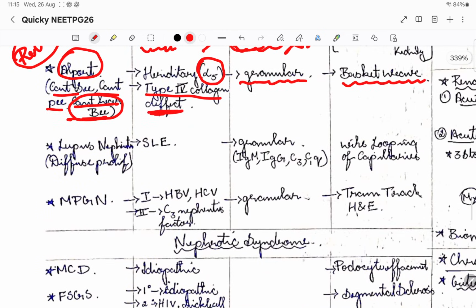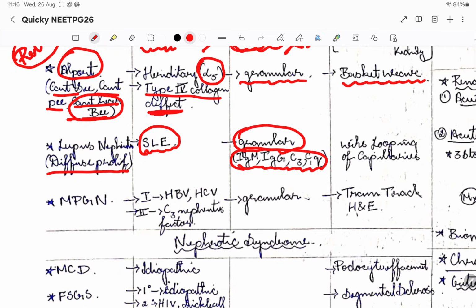Then coming to lupus nephritis, diffuse proliferation will be there. Diffuse proliferative glomerulonephritis is actually the name for lupus nephritis. Here, basically because of SLE, all the complements will go and get deposited in the glomerulus or the endothelium. This endothelium will get damaged, because IgM, IgG, C3, C1q, all these will get deposited in the endothelium and destroy it. Here also the immunofluorescence will be granular. When we take a histopathology, it is going to look like wire looping of capillaries.